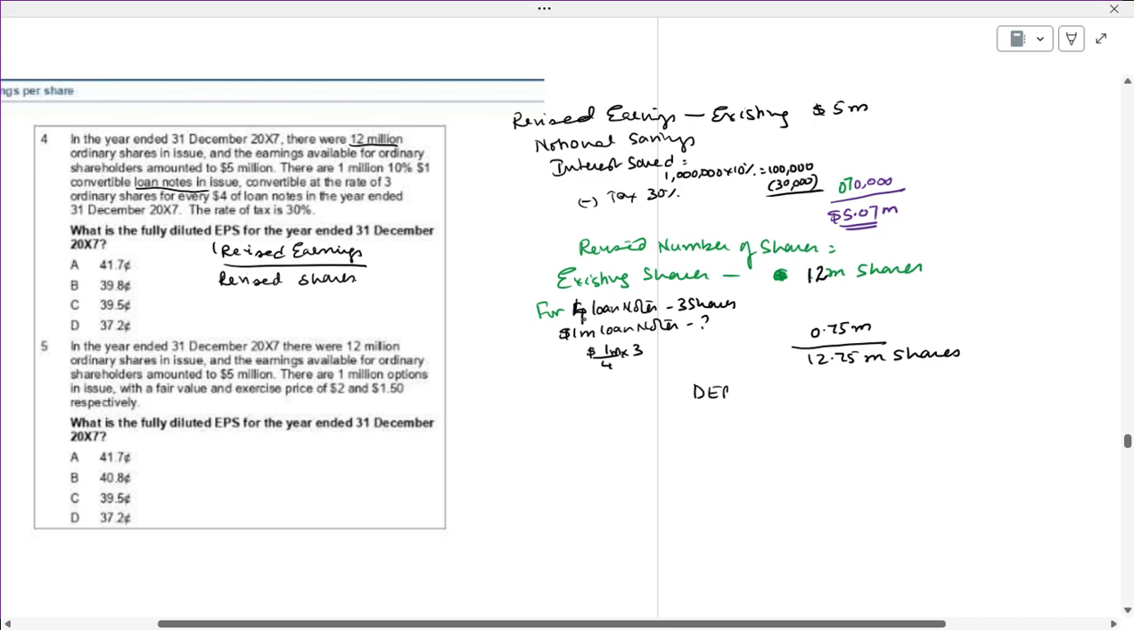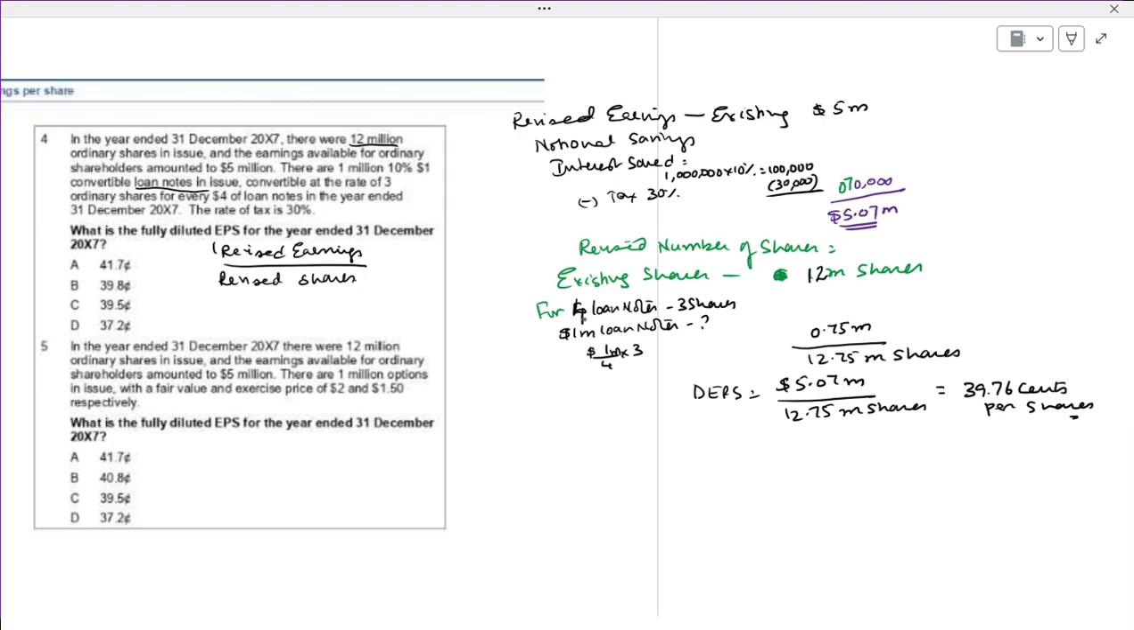What they said is diluted earnings per share. Is it diluted earnings per share? 5.07 million divided by 12.75 million shares. How much? 5.07 divided by 12.75 is 39.76 cents per share. Is it okay? Is it clear? Yes, doctor. Yes, Hussein, Sumaya. Yes, doctor.